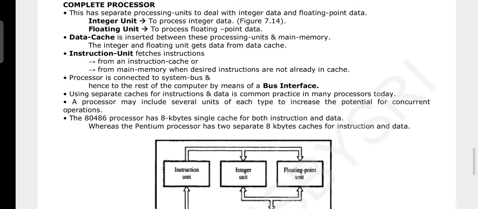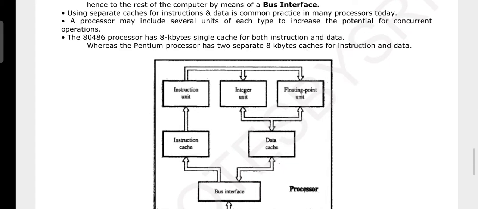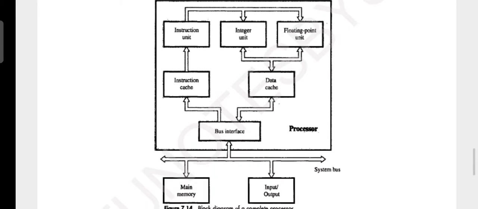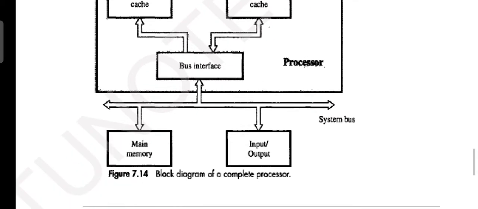Next is about the complete processor. See, complete processor organization, very simple thing. If you understand the diagram, you can easily write in your own words. You can find the bus here. See, single bus, right from the first module. We are studying about this.